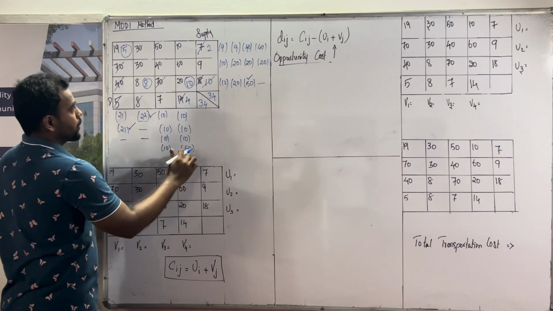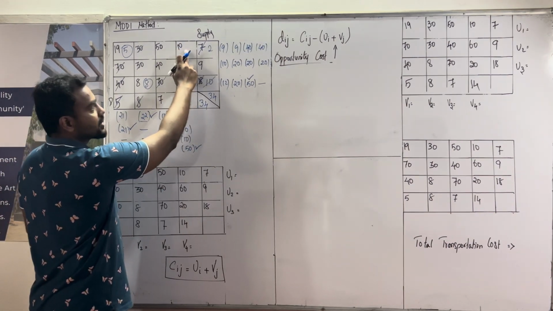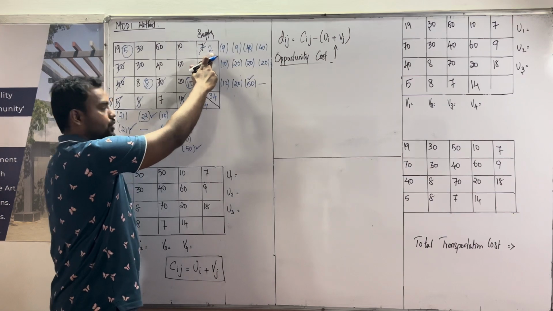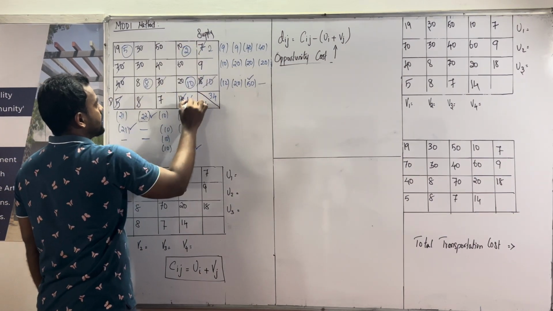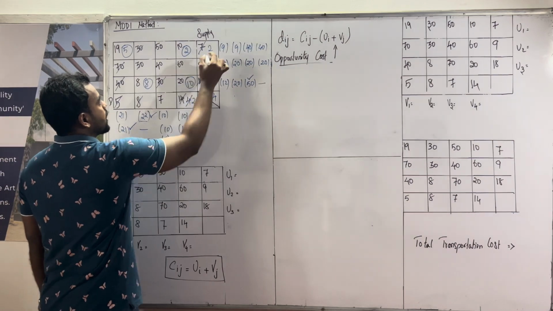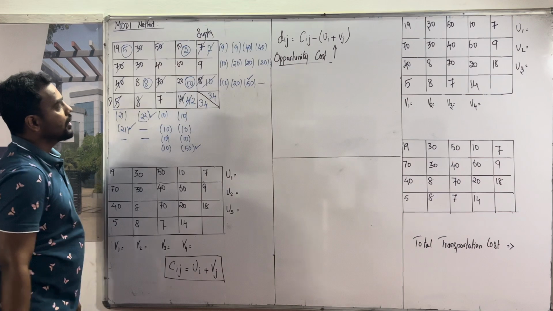So the highest value is 50. You have to make allocation in this particular column. The lowest value is 10. So the supply is 2 and the demand is 4. So we can allocate 2, and this will become 2, and the entire supply gets over. So you have to cross out the entire values.